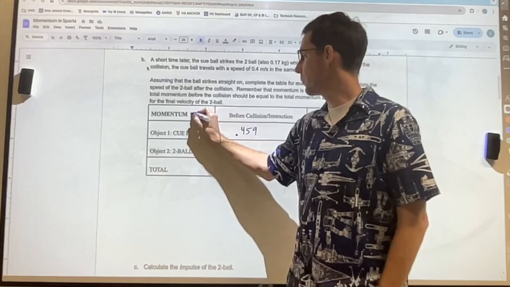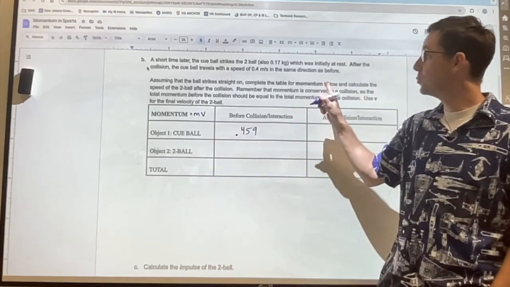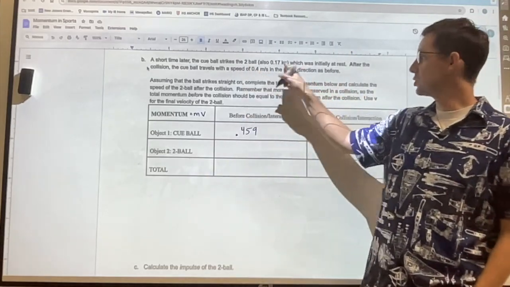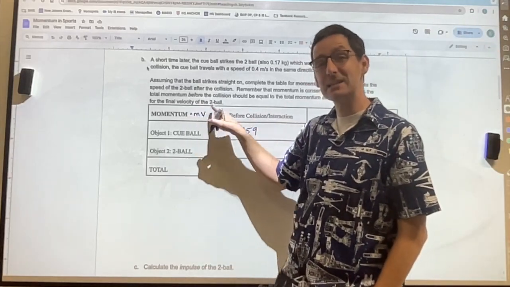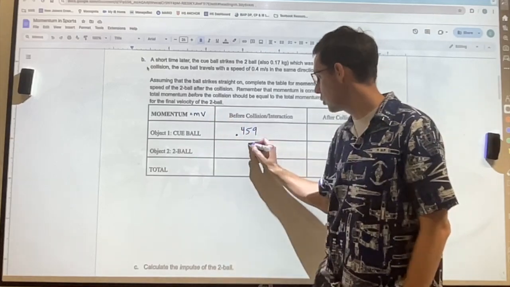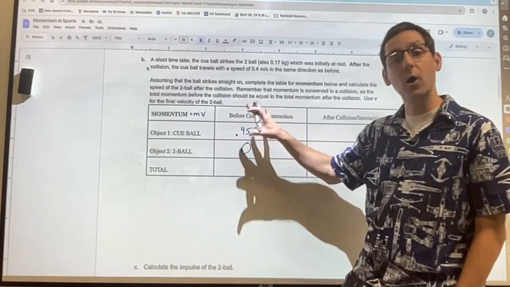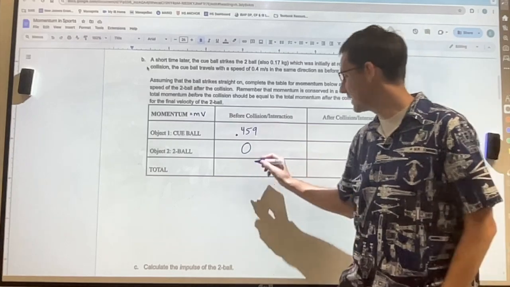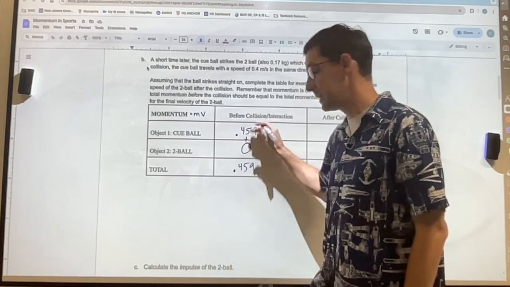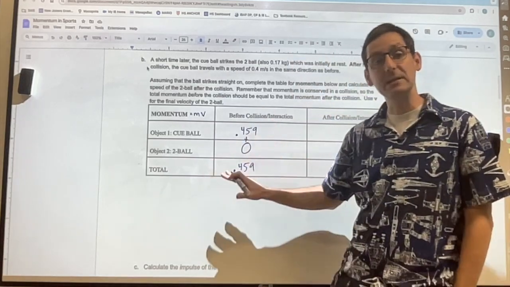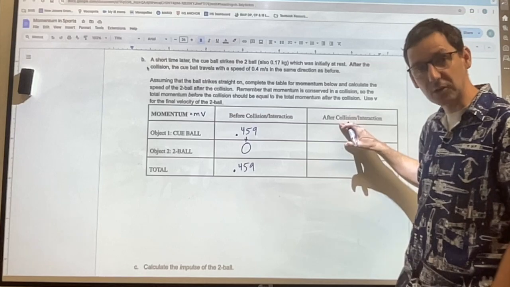Okay, momentum, remember, is p equals mv. So the two ball, remember it said that the two ball was at rest, right? Strikes the two ball, which was initially at rest. And so if its velocity is 0, then mass times 0 will give us 0 momentum. So the total momentum of the two ball is 0. And so before the collision, we already know we can add these two together, and we get a total momentum of 0.459. We just add the two momentums together, and that is the total momentum of my system, the two balls, right? Now, we're going to look at after the collision.